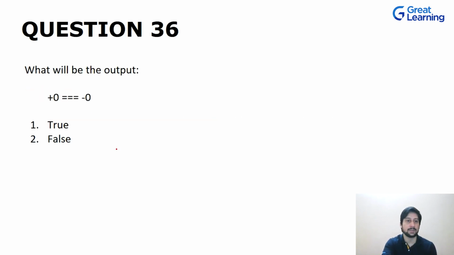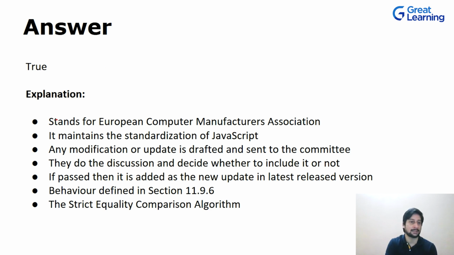Okay, now if you talk about this question, we are checking if positive 0 is equal to negative 0, but we are using a strict form of equality, that is this triple equal to. So in this case, it will give you the result as true.